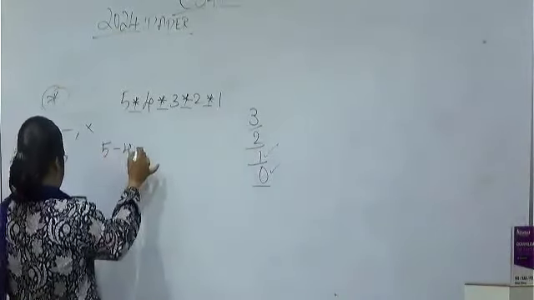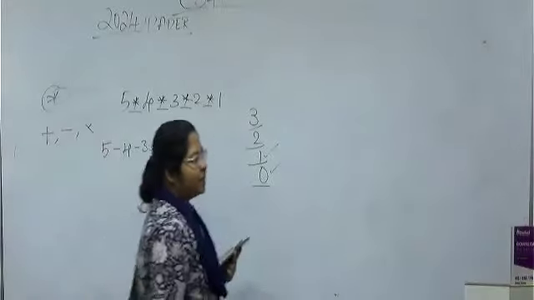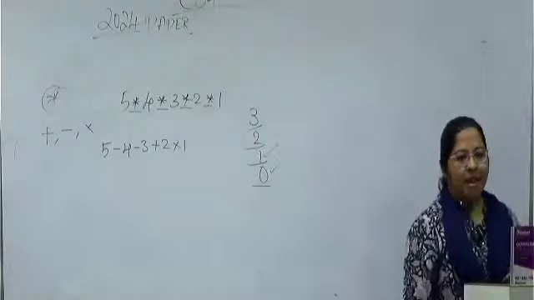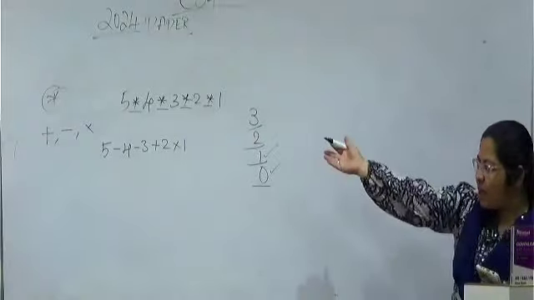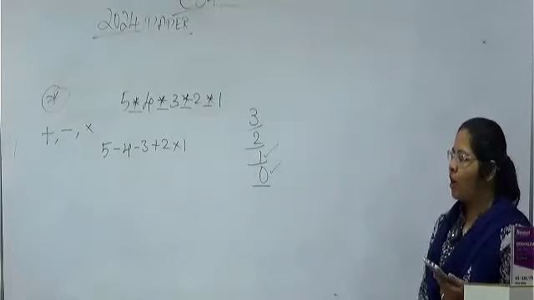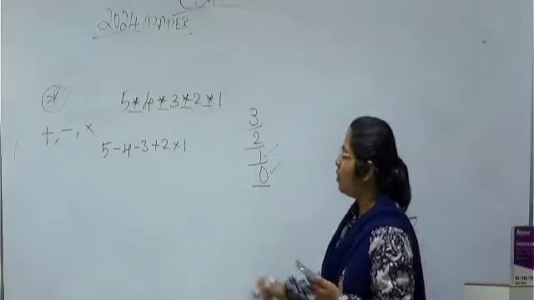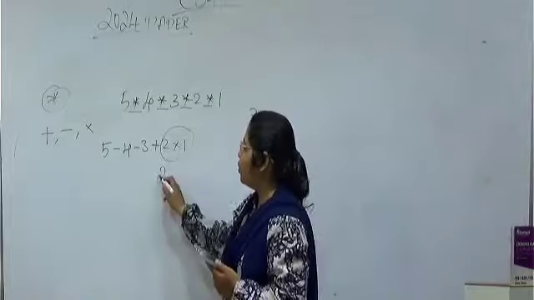5 minus 4 minus 3 plus 2 into 1. Tell me the answer. 300. But not all, ma. What must you apply first? What will you solve first? Multiplication you will do first. Right? You need to do multiplication first. Then it will be 2.